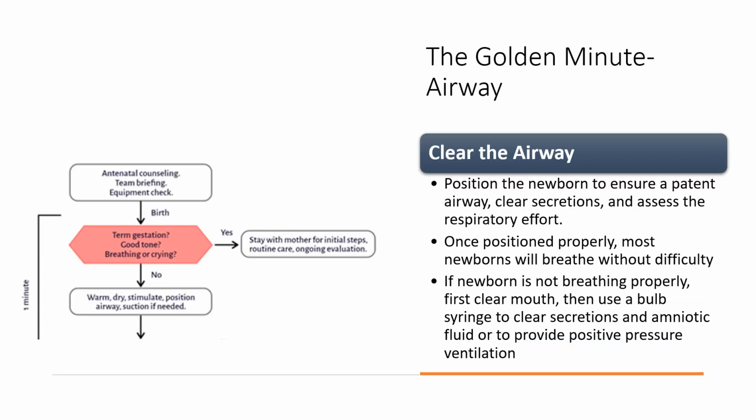All right, so talking about the golden minute on the airway. Biggest thing, I'll show you the full-on algorithm. So this is the NRP algorithm. I kind of break it down part by part in each area. So the first area, the first minute, that golden minute, we want to clear that airway.